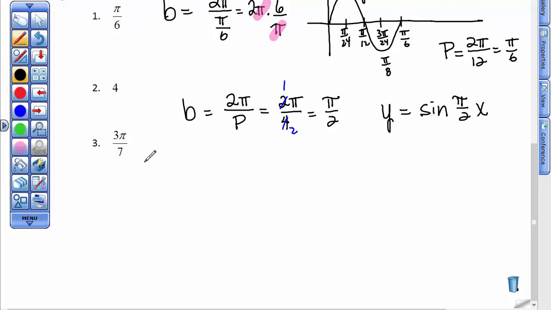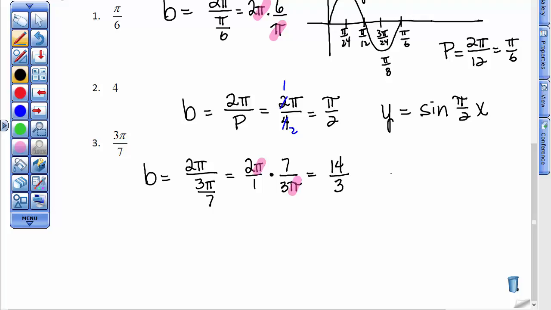So in number 3, the b value would be found by taking 2 pi and dividing by the period, which is 3 pi over 7. So careful, the 2 pi is over 1. And when you divide by 3 pi over 7, you multiply by 7 over 3 pi. The pi's can cancel out again, right there. That 3 doesn't belong to the pi. They're factors, so you can cancel those out. My numerator, 2 times 7 is 14. My denominator, 1 times 3 is 3.